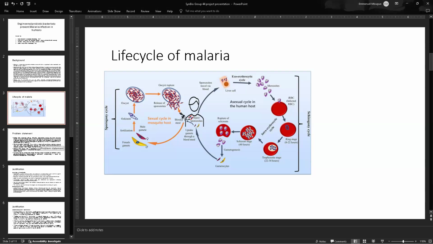Once an infected mosquito bites this individual who has Plasmodium in their blood, it is going to ingest the gametocytes, and these are going to multiply inside the gut of the mosquito, and the life cycle starts again. Next slide.